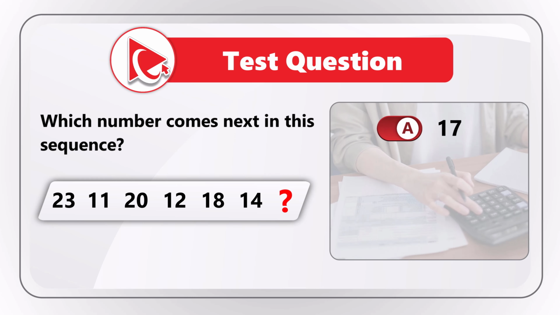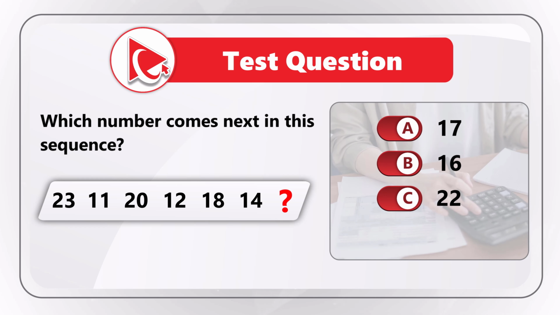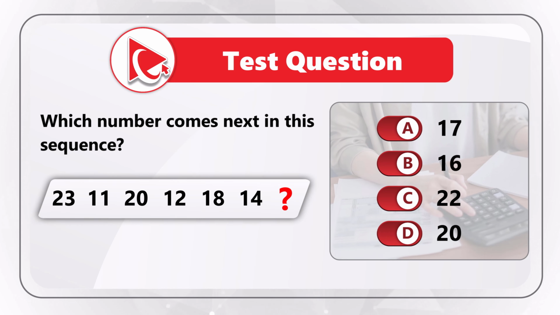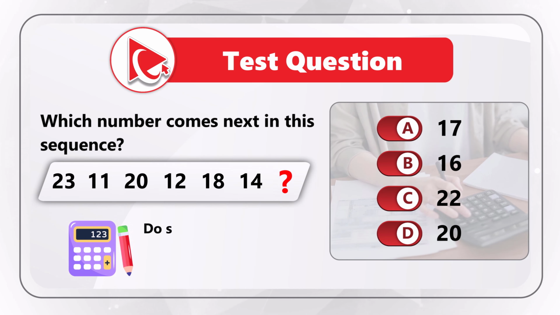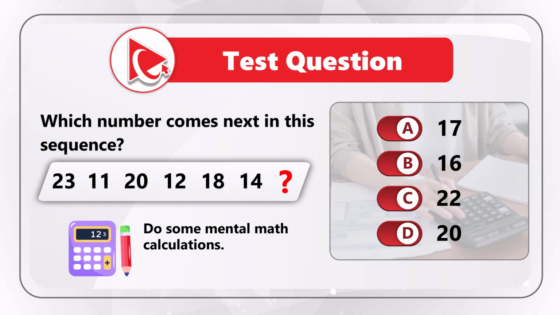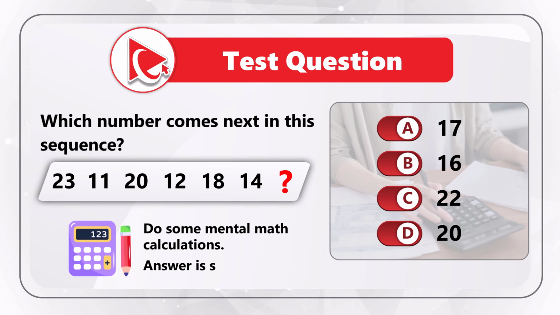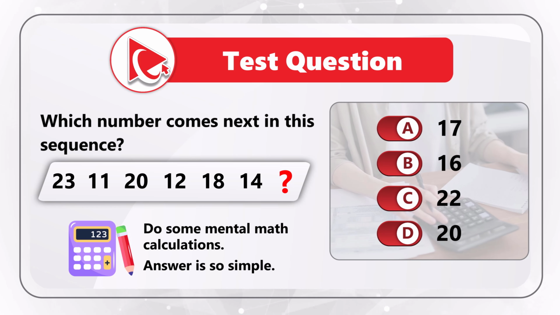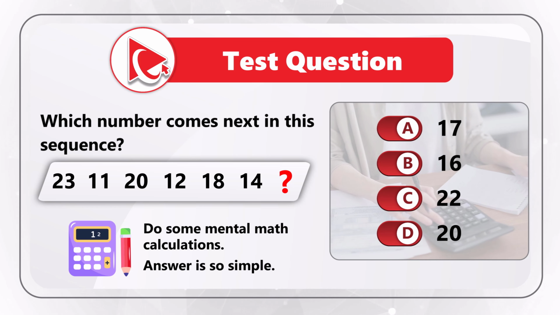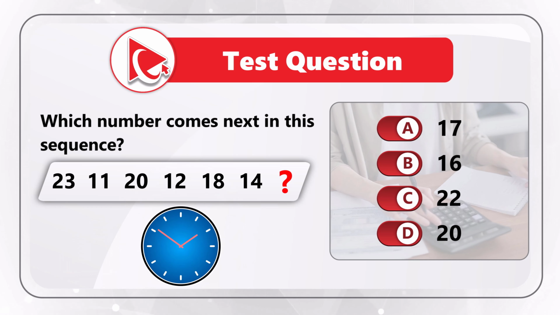Choice A, 17. Choice B, 16. Choice C, 22. And last but not least, choice D, 20. Take a close look, maybe do mental math calculations to see if you can come up with the answer. Seems unsolvable, doesn't it? But be sure that the answer will look so simple as soon as I reveal it, just like in a magic trick. Maybe give yourself an additional 15 to 20 seconds to see if you can come up with the answer.